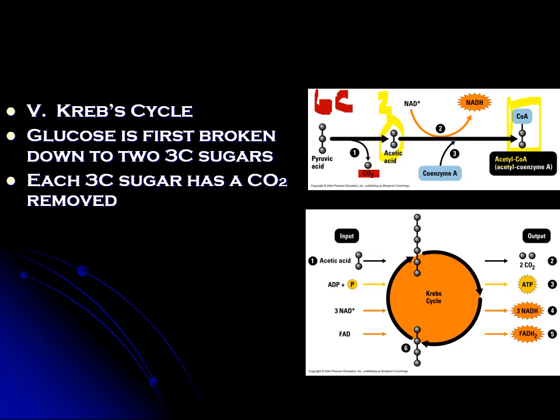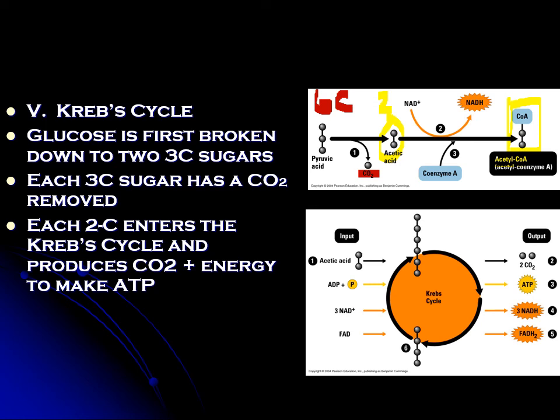So each 3-carbon sugar has a carbon dioxide removed. Each 2-carbon molecule enters the Krebs cycle and produces carbon dioxide and energy to make ATP. Take a look at this process here. We have a 2-carbon sugar coming in, the acetyl-CoA from the previous picture. We meet that up with this 4-carbon sugar. 4 carbons plus 2 carbons is equal to, you guessed it, 6 carbons. So we now have a 6-carbon molecule right here. This is not glucose, but it's another molecule within the Krebs cycle. And then this is broken down into a 5-carbon, then back into a 4-carbon as well.